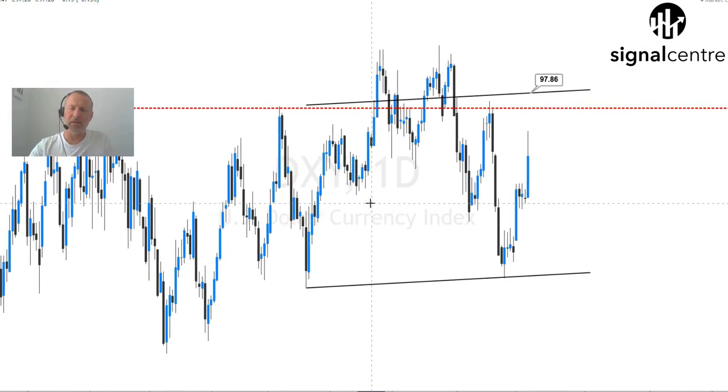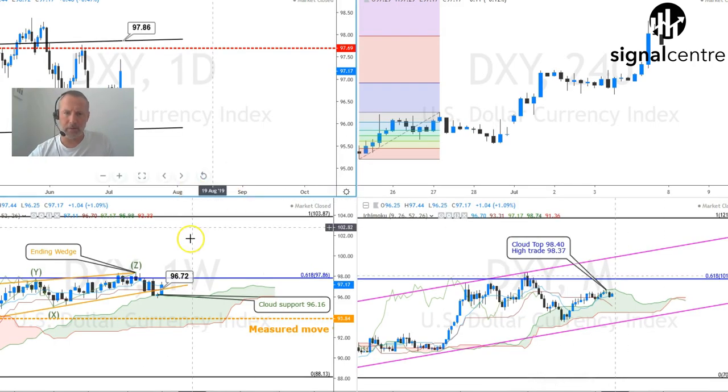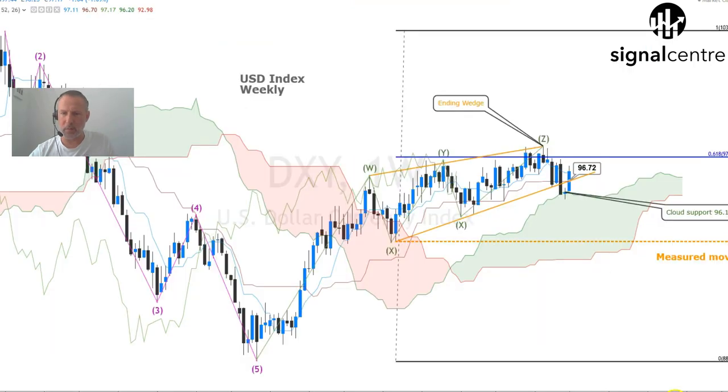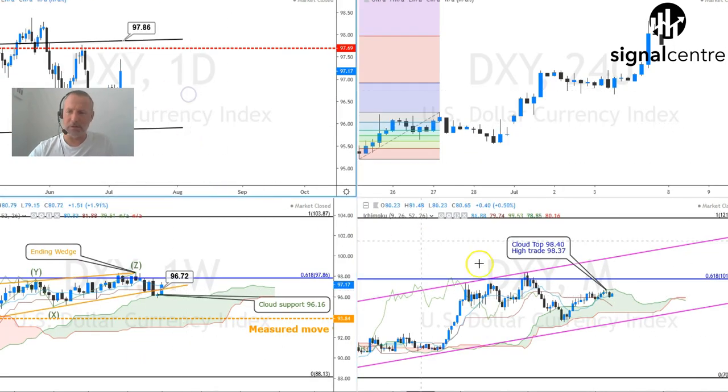This is the daily chart. So although we're still bearish on the dollar index, and if we just quickly move back to that weekly chart, I'll explain why. We've got 5 waves to the downside, and then what looks like a complex correction as far as Elliott wave is concerned to the upside. We've got a 61.8% fib level at 97.86, and that's still held. So a technical bias is still to the downside.